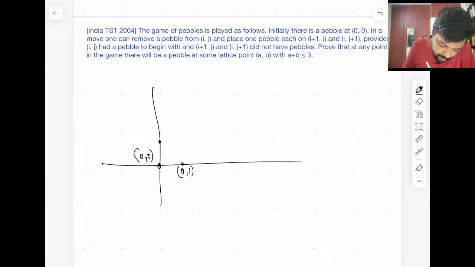The statement looks simple, but the problem is very tricky. If you take (0,2), sorry, (2,1), I think this is (1,0).